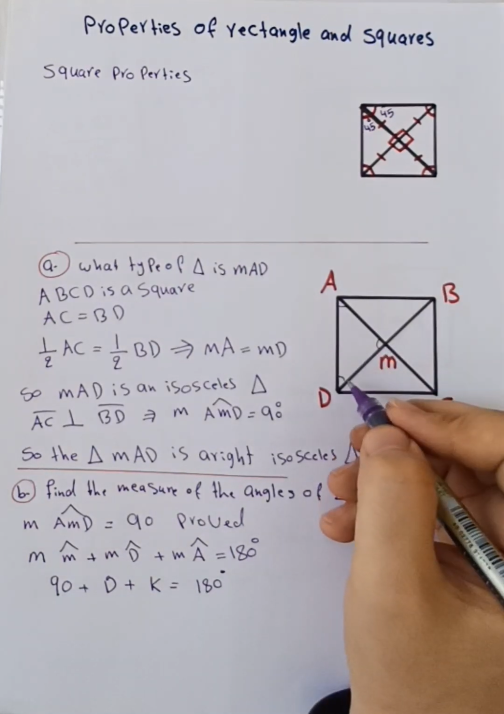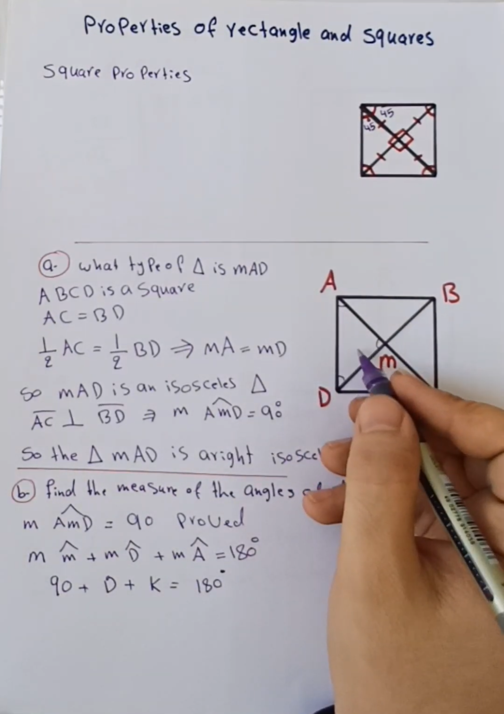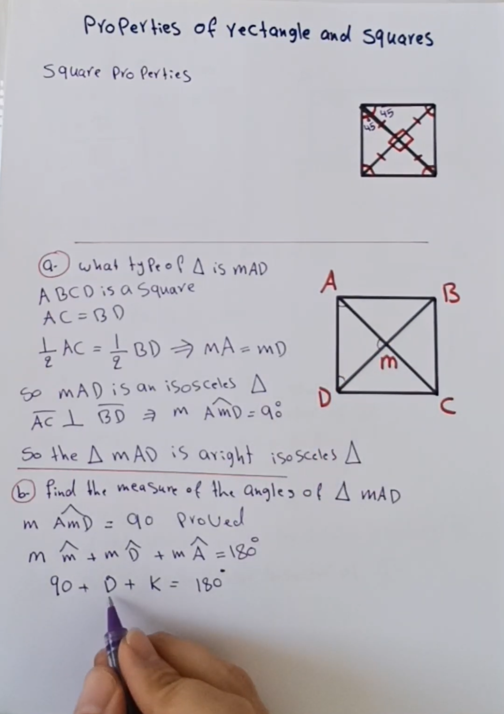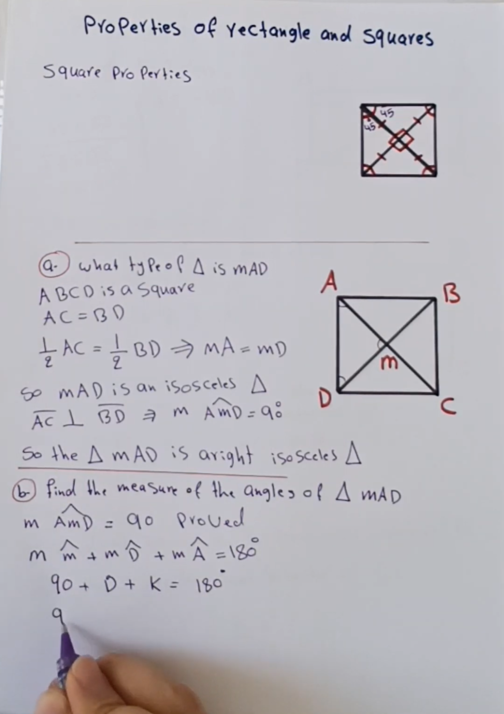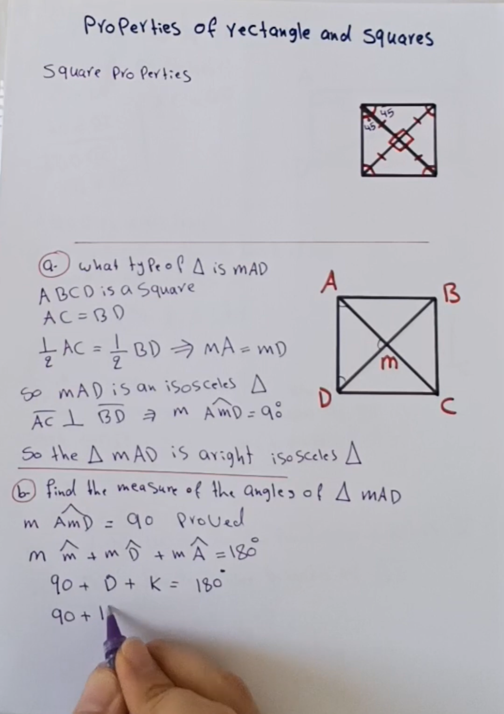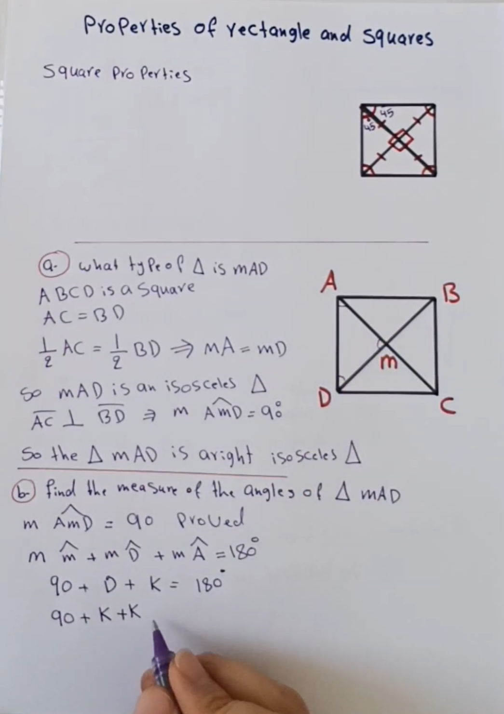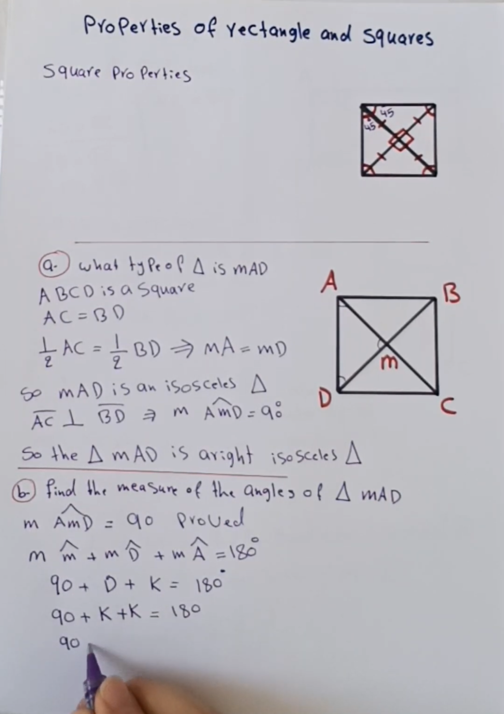These two angles are always congruent, because this triangle is an isosceles triangle, and the base angles are congruent. So for the variables D and A we can use the same variable K, 90 plus K, because they have the same amount. So we have 90 plus 2K equals 180.